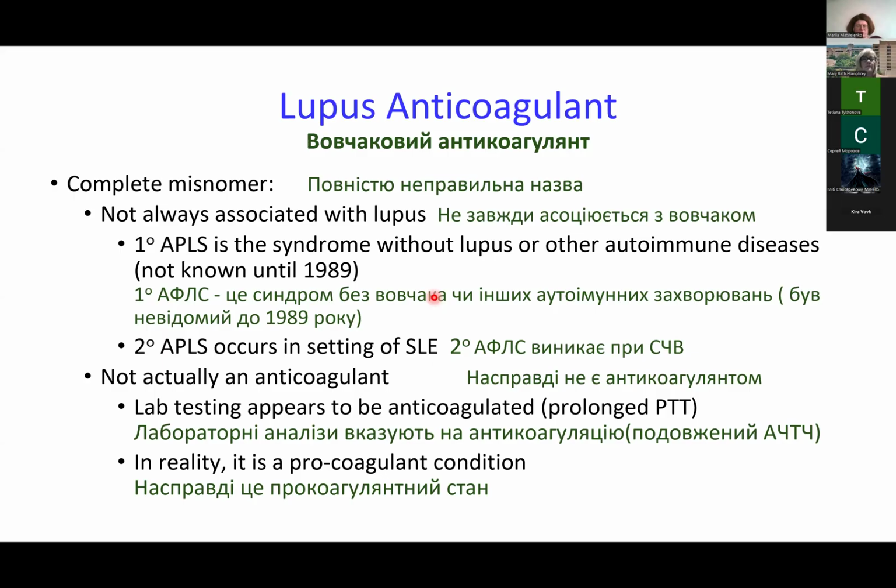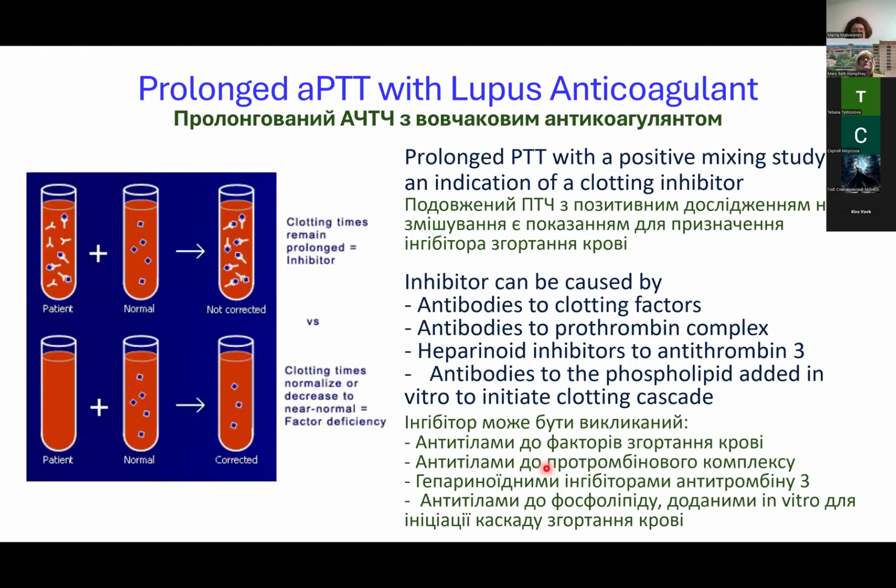So, as I said, this is not actually an anticoagulant. It just makes it look like you have an anticoagulant because you have a prolonged PTT. And so it is a procoagulant condition. So this is an example of the mixing study.